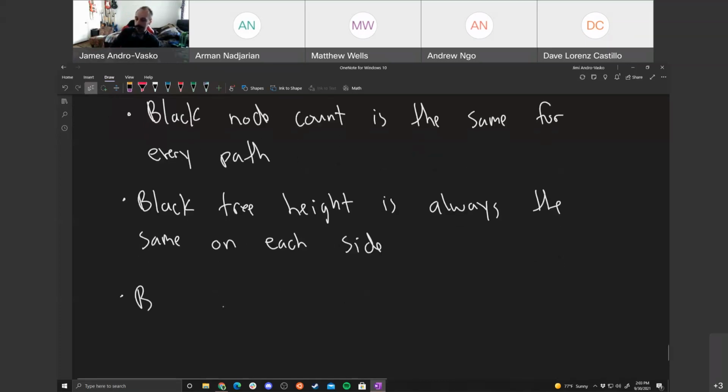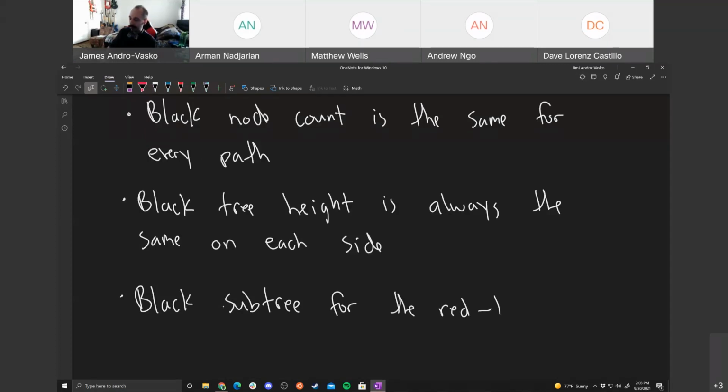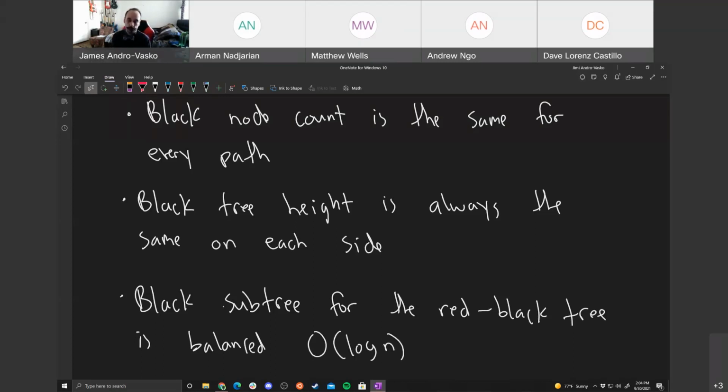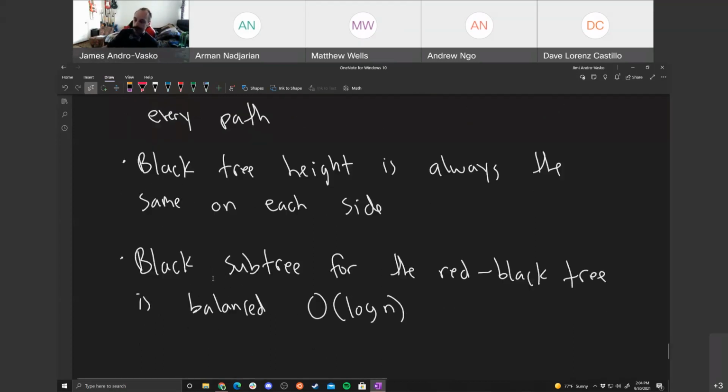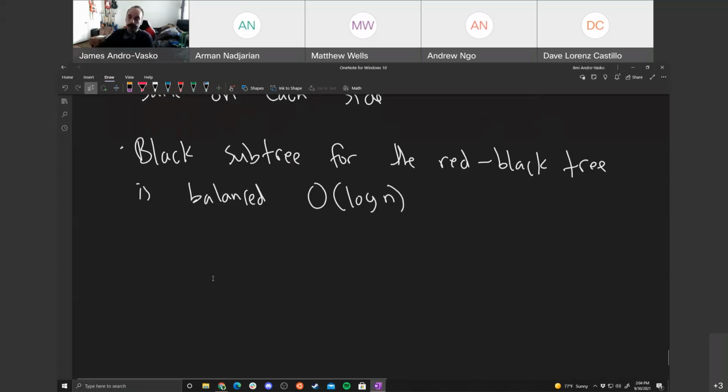So the black subtree for the red-black tree is balanced. In other words, it has a height of O of log n. Basically that's going to be our lower bound if you think about it, where the height will be at least log of n. If we have only black nodes in our tree except for the leaves, then it'll be perfectly log of n.